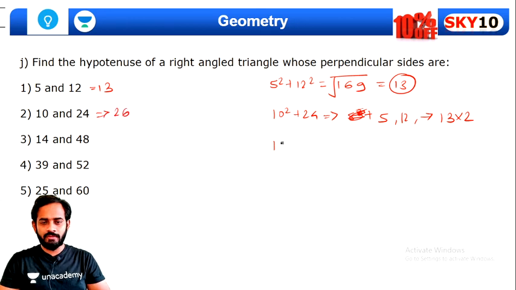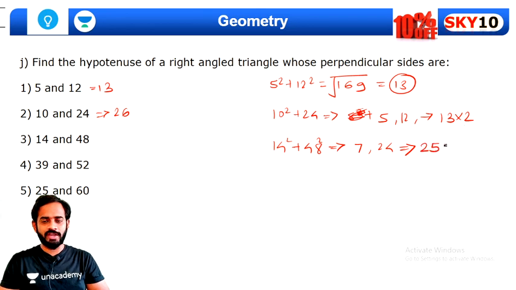Now similarly 14 and 48. Again divide this by 2, you'll get 7 and 24. For 7 and 24, the Pythagorean triplet is 25, that is, the hypotenuse is 25. Again multiplied by 2, you will get the answer as 50.